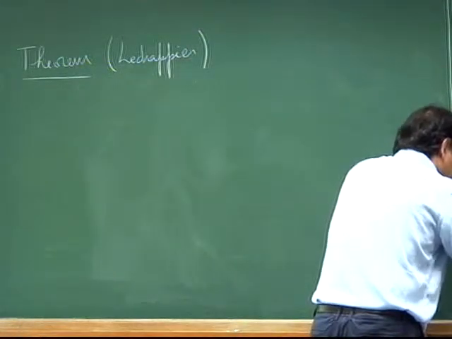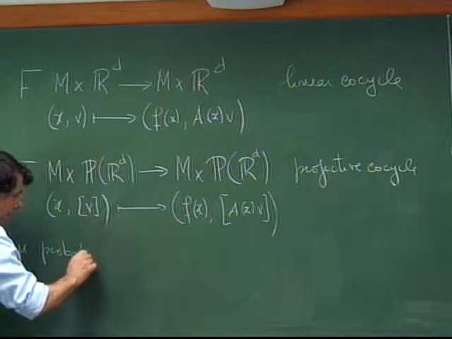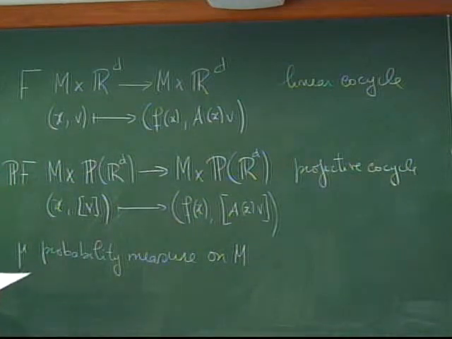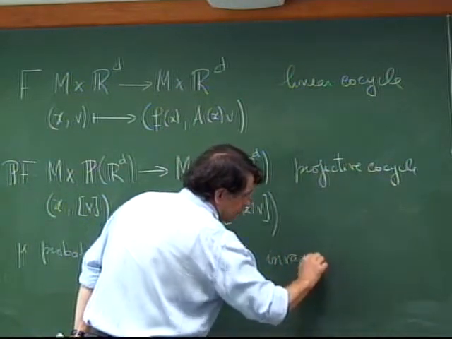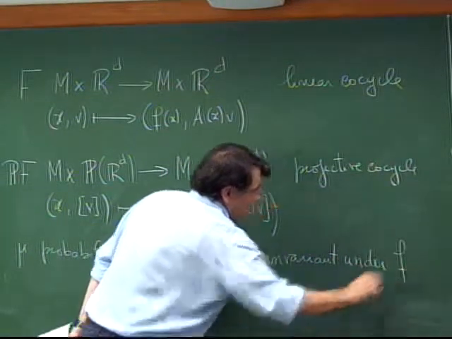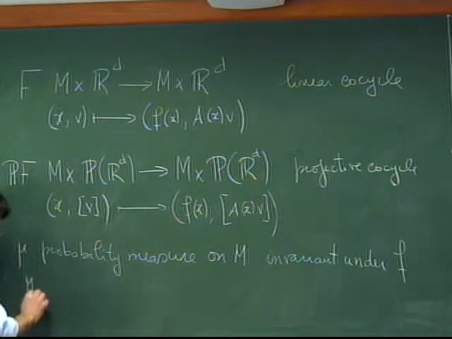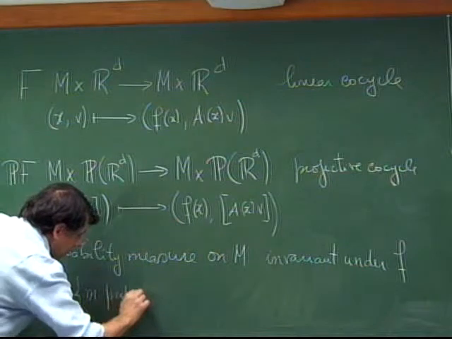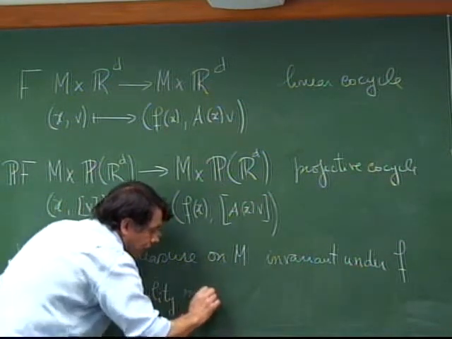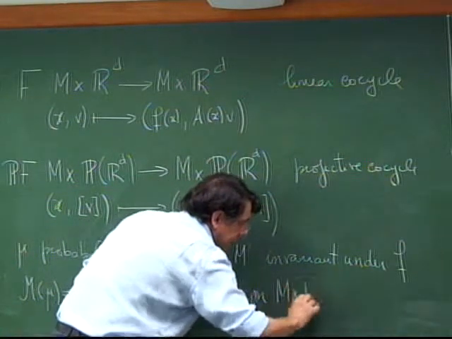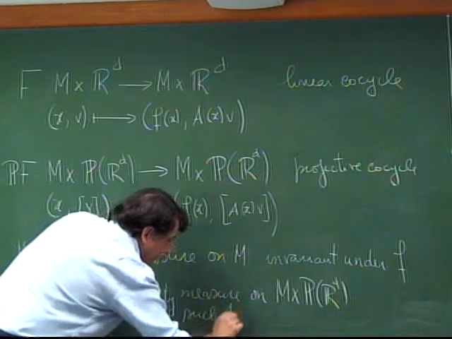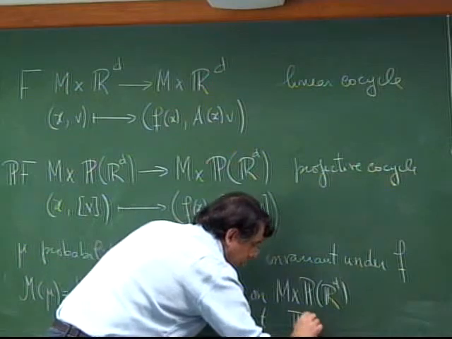We are considering mu, a probability measure on M, invariant under F. And I'm going to consider the set of probability measures m on the product that project down to mu, such that phi star of m is mu.